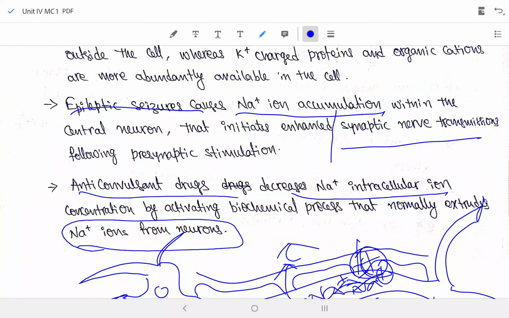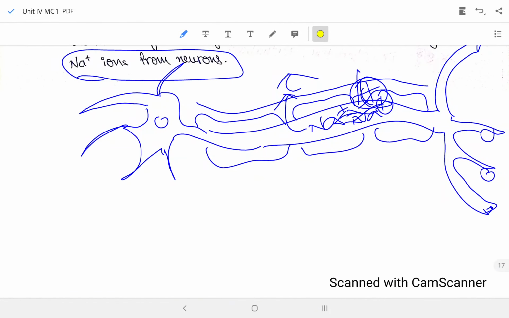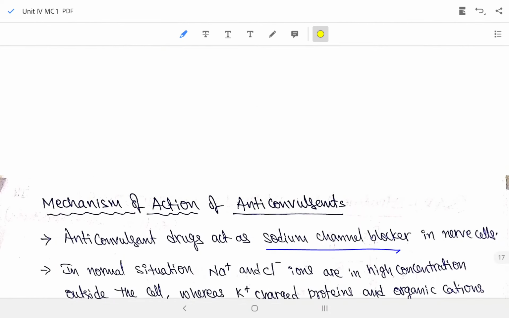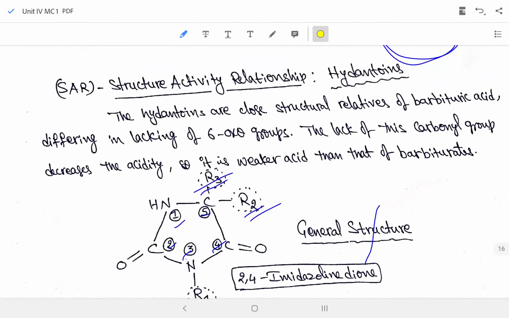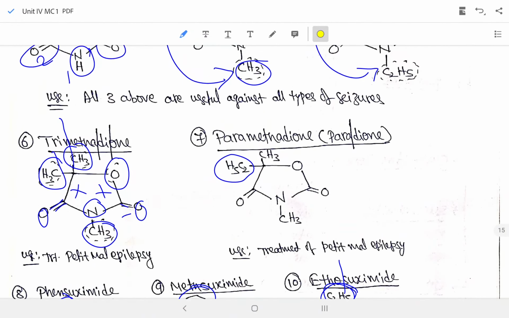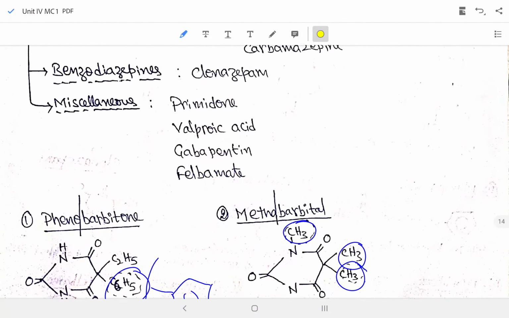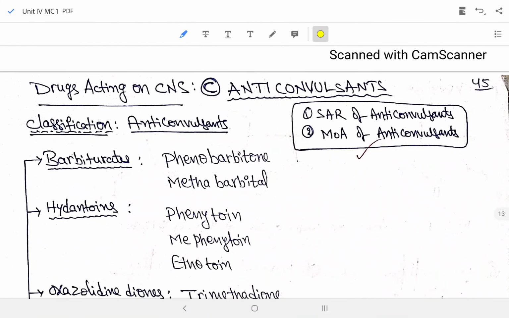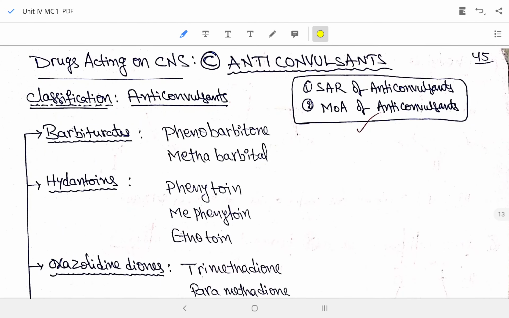Likewise, they will act. With this, we have completed Unit 4. In the next video, we will start with Unit 5. There are many types of seizures. They are classified as epilepsies, and for that you can refer to the Textbook of Medical Pharmacology by K.D. Tripathi. When I deal with pharmacology, I will try to explore more on this topic.